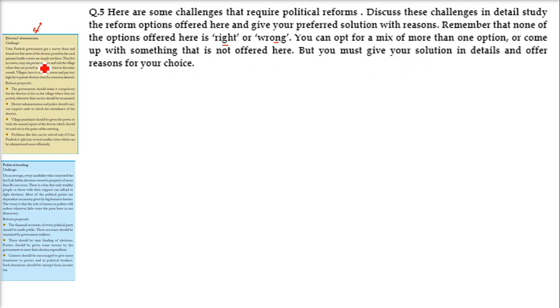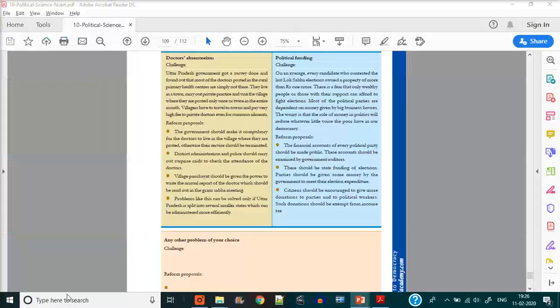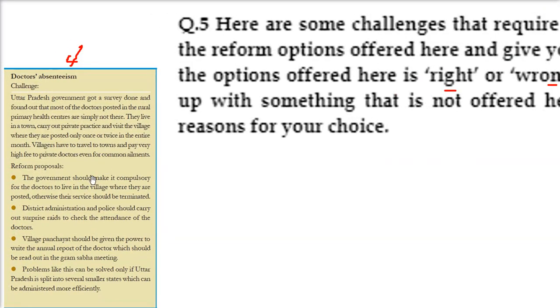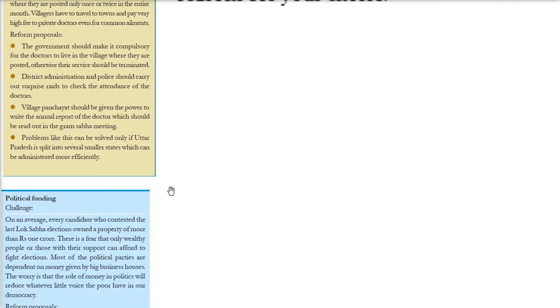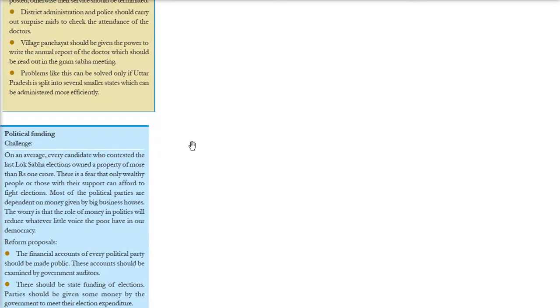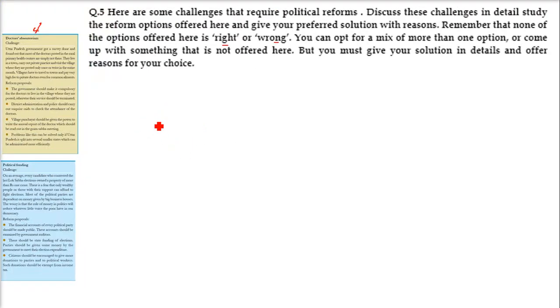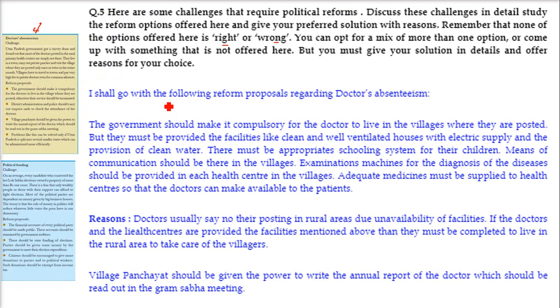So the first one is the doctors' absenteeism. I would just like you to go through this. This is doctor absenteeism and also political funding. We have discussed this when we were discussing the chapter. So you can say that I will go with certain reform proposals regarding doctors' absenteeism.